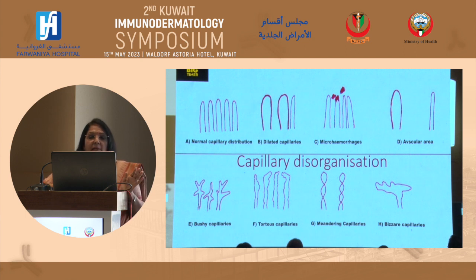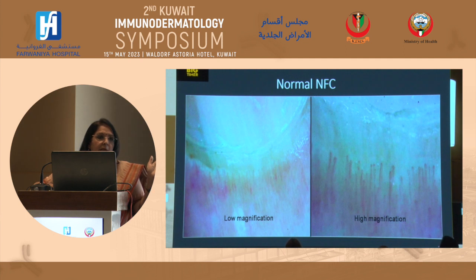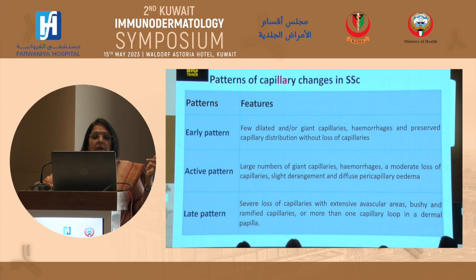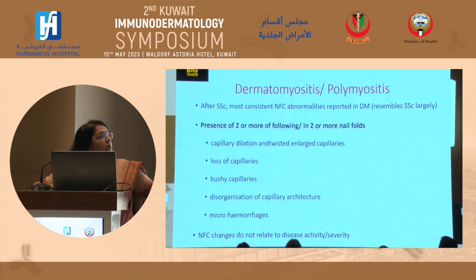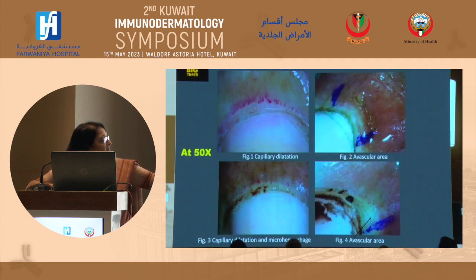And then there are hemorrhage, bushy capillaries, tortuous capillaries. So these are the pictures. These are normal. There are 7.6 capillaries per millimeter. And in systemic sclerosis, which also meets the EULAR criteria, there are hemorrhages, there are giant capillaries. This is an early change, capillary dilatation. There you see avascular area, again avascular area, which means it's late systemic sclerosis.